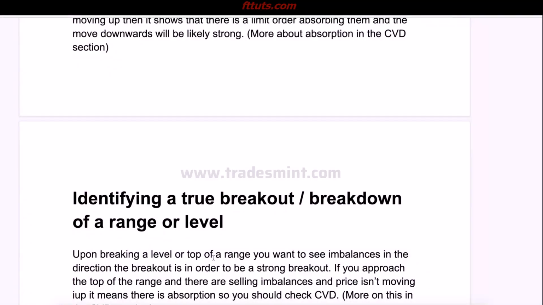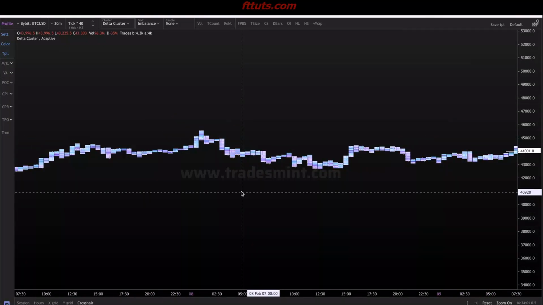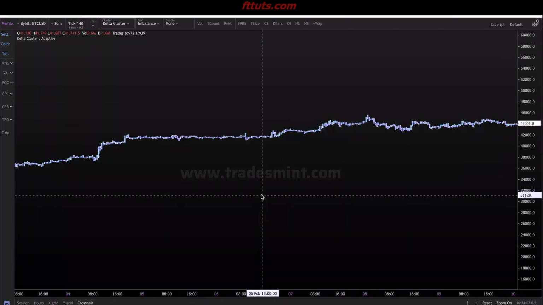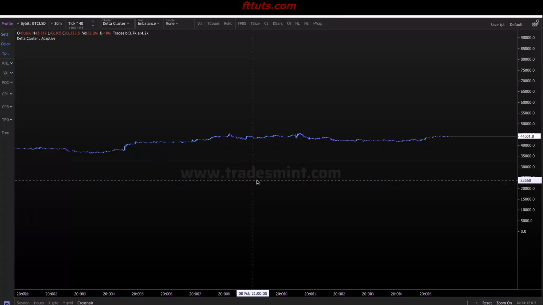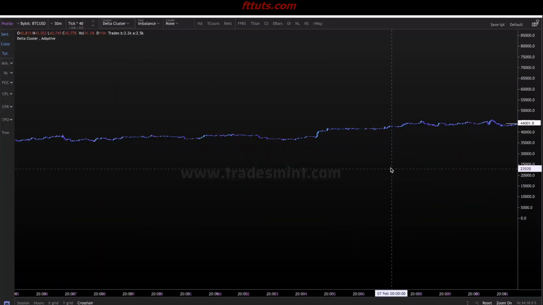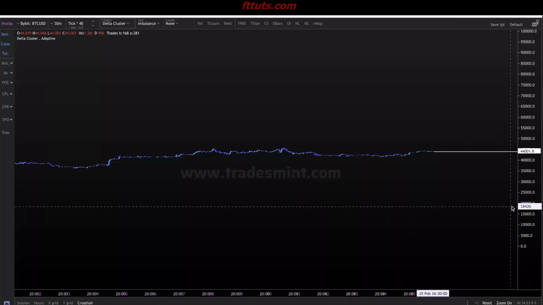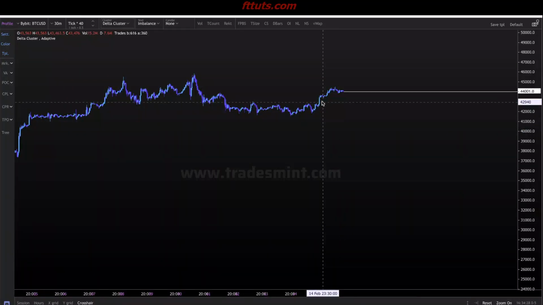But I want to talk about identifying a true breakout or breakdown of a range or a level, because if we have an order flow chart, we can get a sense of whether something's a true breakout or not a true breakout. And I'm going to go back to the recent breakout that we just had of the level last night. So let's see, where did that happen? I'm looking in the wrong spot. So we had this breakout that happened. We had this resistance. Let me actually show you on TradingView.